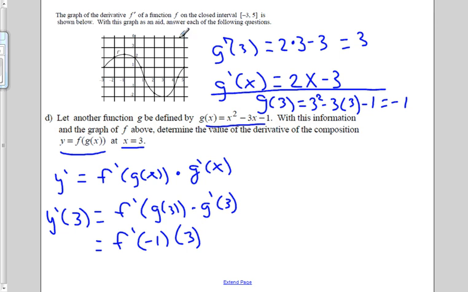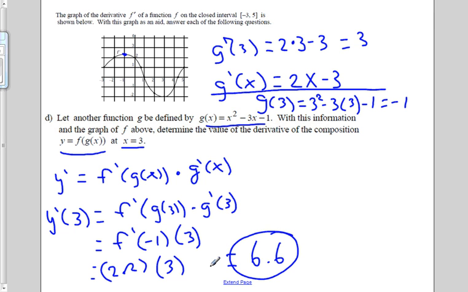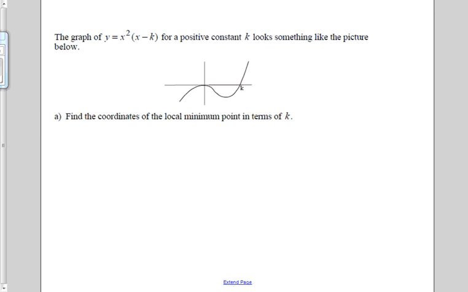Well, f prime of -1, if we go to -1, that's right there. So that's roughly 2.2 maybe times 3, which is 6.6. Not bad. Pretty easy to do. This last question, the chain rule question, is a little bit tricky, but once you get the theory, get the idea of what to do, the algebra behind it is not too challenging.